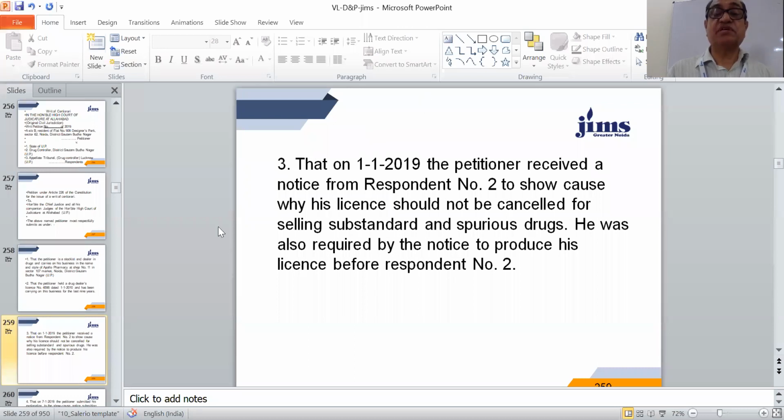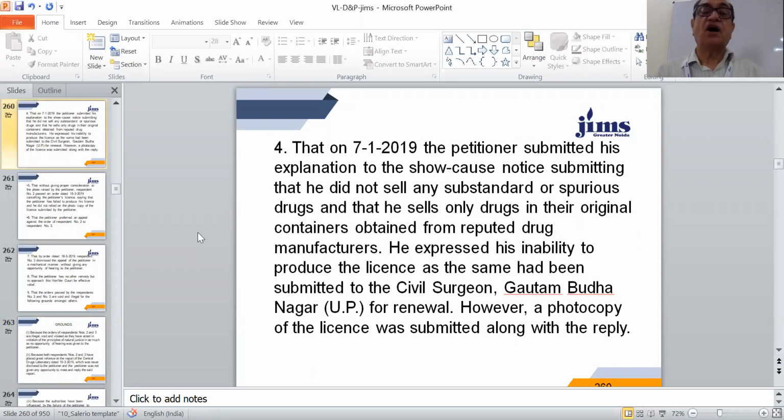And in the notice it was also mentioned that petitioner was required to produce his license before respondent number 2. Then para number 4, on 7th January 2019, the petitioner submitted his explanation to the show cause notice, submitting that he did not sell any substandard or spurious drugs and that he sells only drugs in their original containers obtained from reputed drug manufacturers. He expressed his inability to produce the license as the same had been submitted to the civil surgeon Gautam Buddha Nagar, UP for renewal. However, a photocopy of the license was submitted along with the reply.